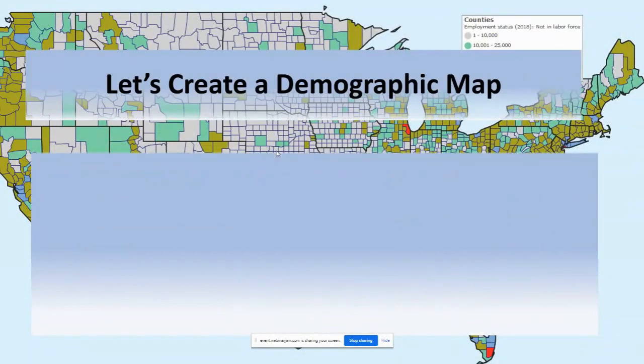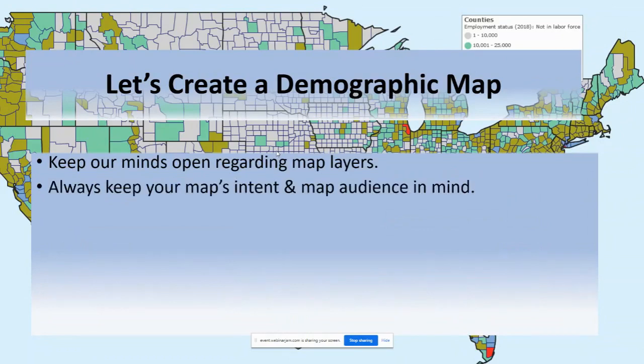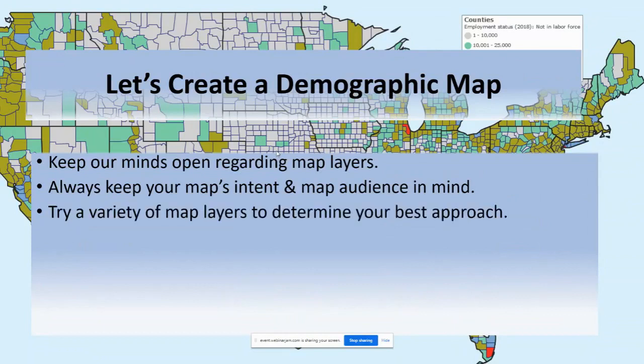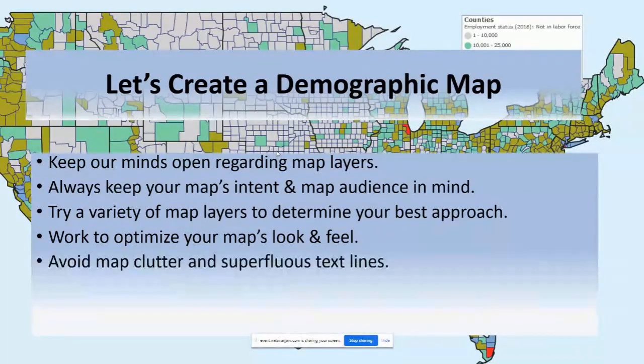So let's create a demographic map. I'm going to run through a few points before we go to the map. Let's keep our minds open regarding map layers. Always keep your map's intent and the map audience in mind when you're creating your business maps. Try a variety of map layers to determine which are best for your map approach. Work to optimize your map's look and feel, so people feel comfortable looking at your map and get your map's purpose. Avoid map clutter at all times and superfluous text lines.